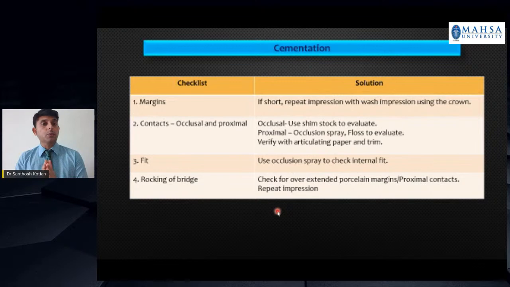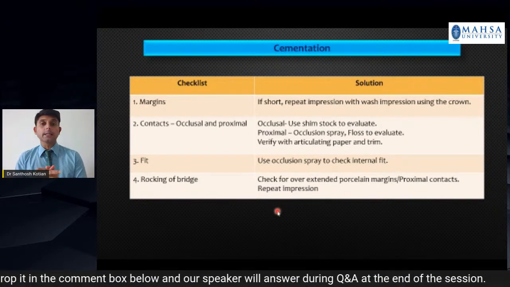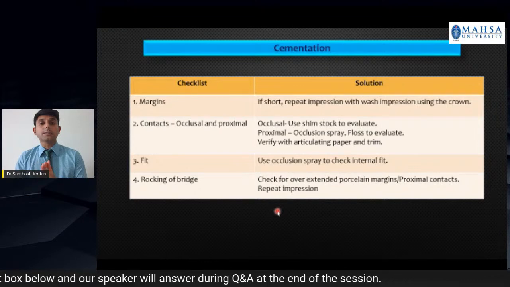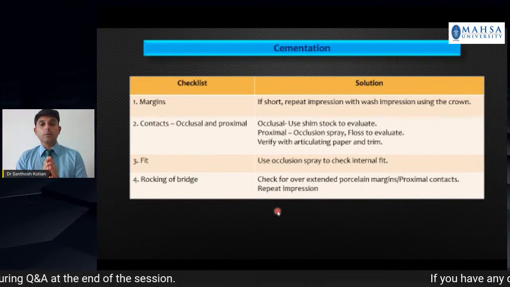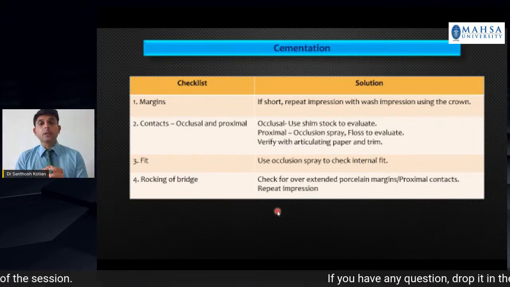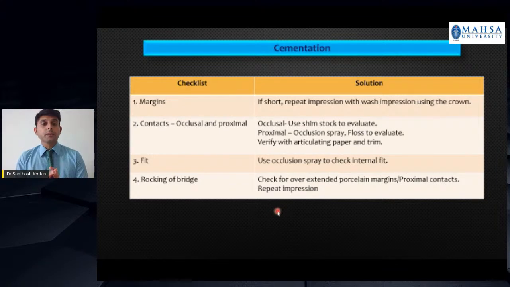Check for contacts, both occlusal and proximal. Use the shim stock to evaluate the occlusal contacts, and the occlusion spray and the floss to evaluate the proximal contacts. Wherever you see that there is a problem, verify it with the articulating paper and trim using the recommended burs. For fit, again, you can check using the occlusion spray to check the internal fit and then trim.